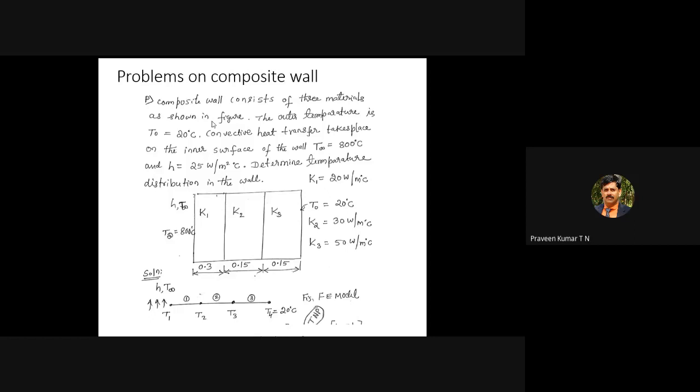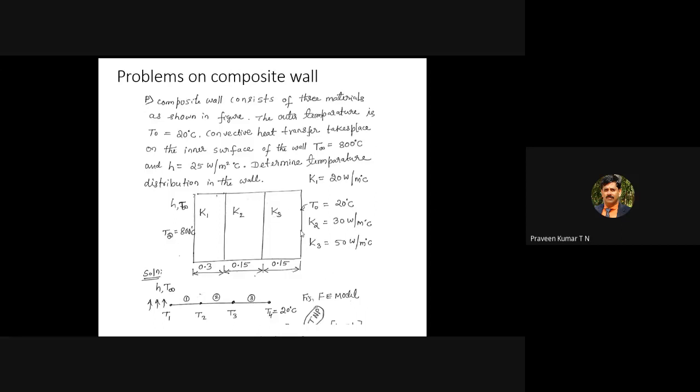Once you say three materials, when you come to heat transfer problems, you are mainly concentrating on the thermal property. One of the thermal properties of the material is thermal conductivity: K1, K2, and K3. Each material has a different thermal conductivity.